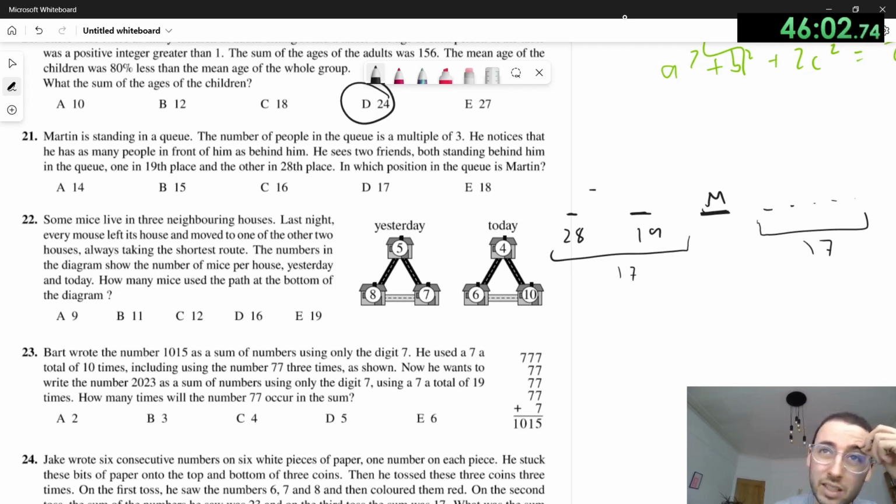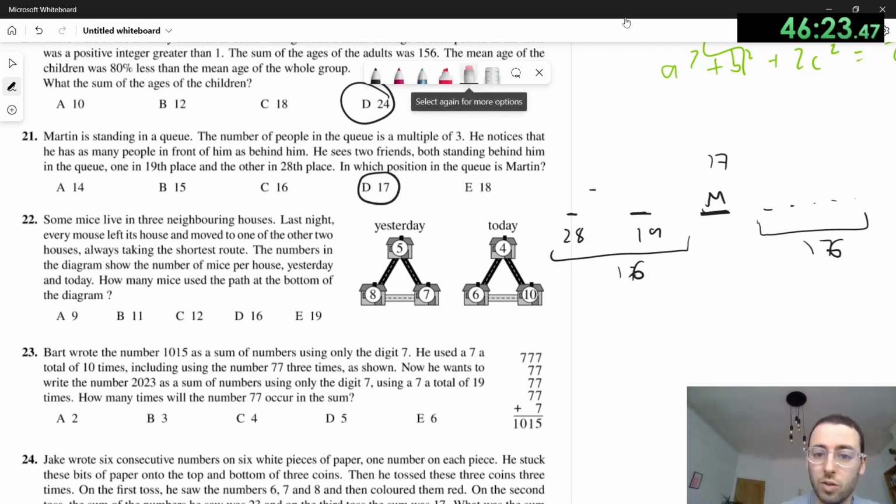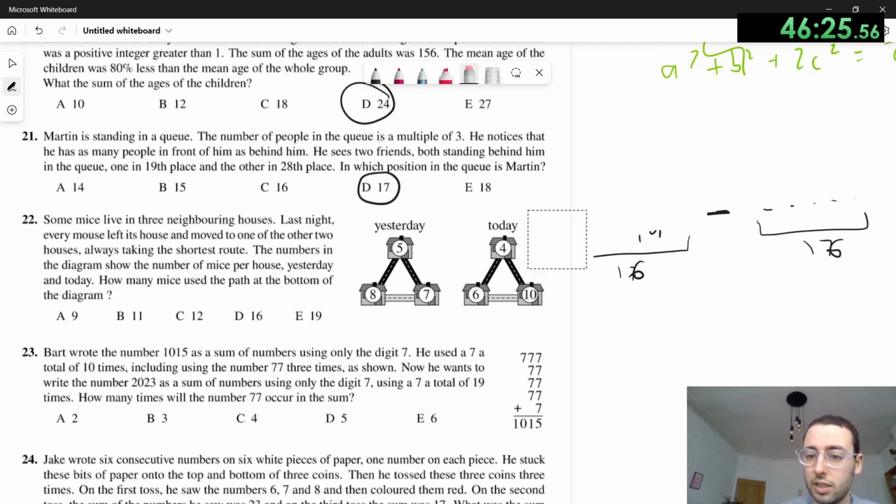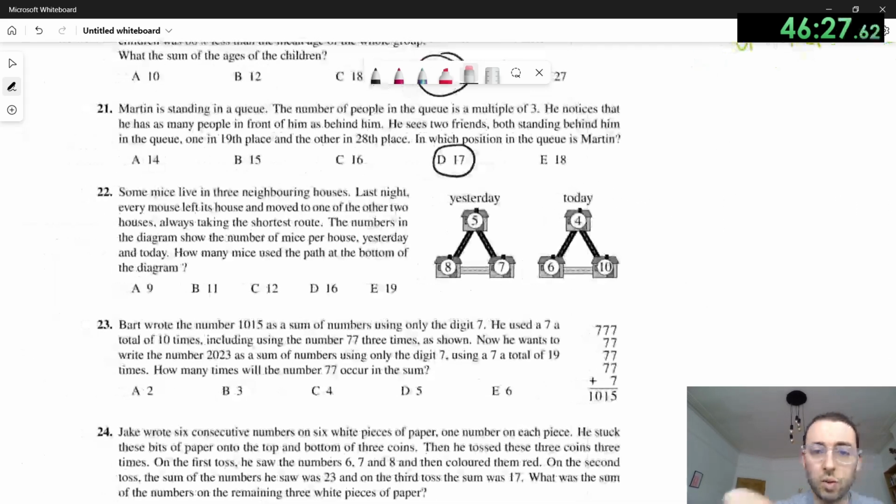So if there were 16 and 16, that would make 33. That would work. So he could be the 17th person, because there's 33 people total, 16 in front of him, 16 behind him. Okay, that wasn't bad. 17. Oh, that felt like I could have trial and errored that actually. That's fine. Whew. Okay, that's good.